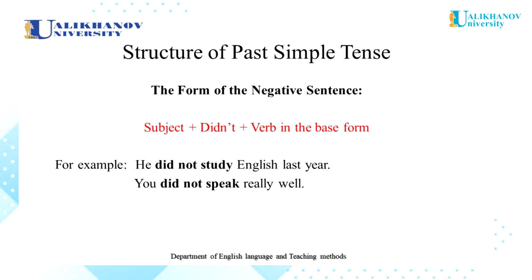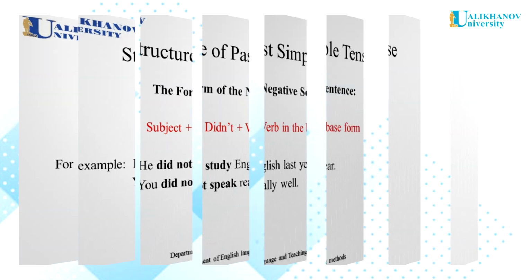He is the subject of the sentence, and it must be on the first place in the sentence. Then goes the negative form of the auxiliary verb did not, and then goes the verb live. It is the base form of the verb lived. The next sentence. You did not speak English really well. You is the subject of the sentence. It is on the first place in the sentence. Then goes the negative form of the auxiliary verb did not, and then goes the verb speak.